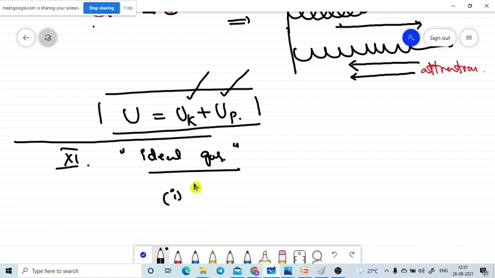Incompressible and non-viscous, that is the fluid. Ideal fluid, you are telling. Ideal gas, I am asking. Ideal gas, same pressure. Now I will write.